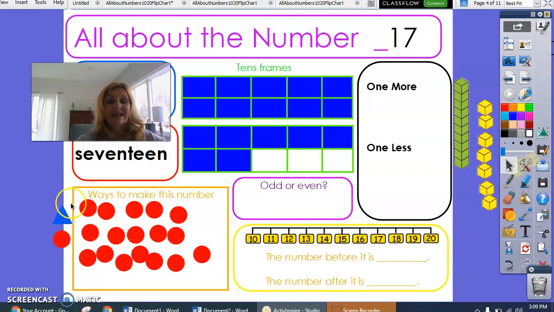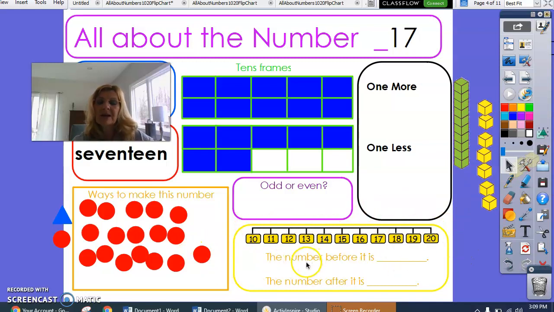17 circles. Can you help me count them? We're just counting the ones in the square. Let's count to make sure we have 17 in this rectangle. You ready? Let's go. 1, 2, 3, 4, 5, 6, 7, 8, 9, 10, 11, 12, 13, 14, 15, 16, and one more is 17.